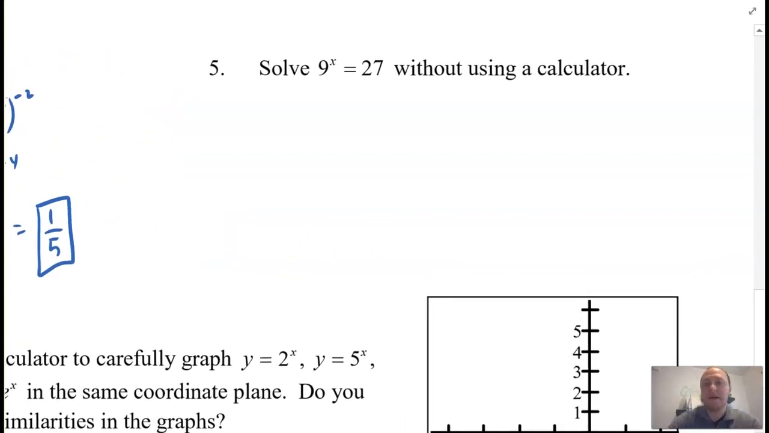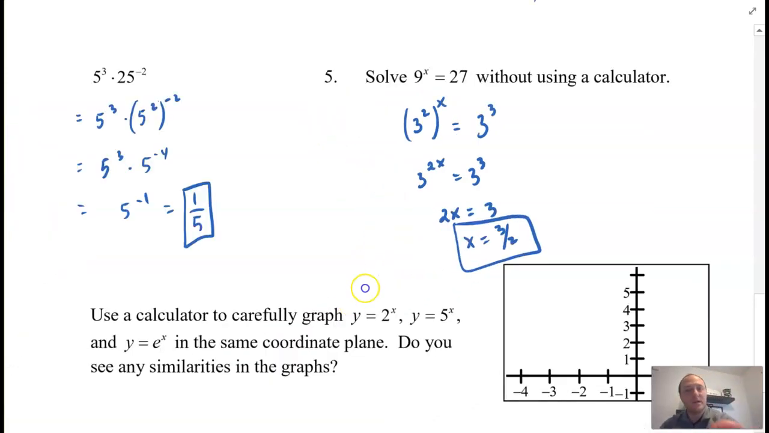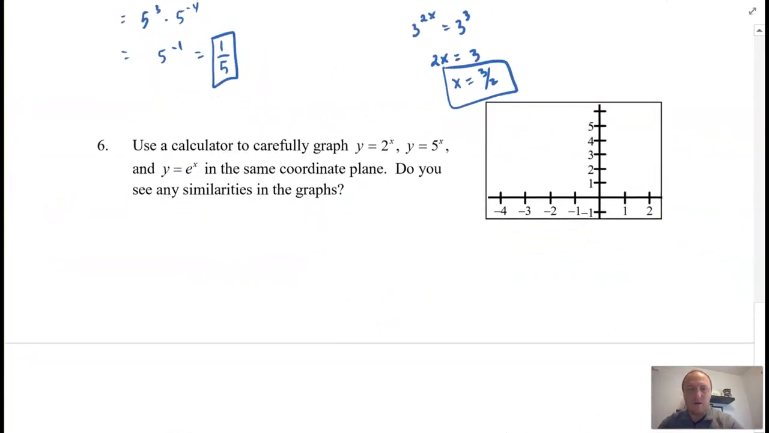On number 5, I can rewrite this as base 3. So this is 3 squared to the power of x equals 3 to the power of 3. Well, now I have 3 to the power of 2x is equal to 3 to the power of 3. This is known as the exponential property of equality. If the left side is equal to the right side and their base is the same, then their exponents must be the same. So 2x is equal to 3, which means that x is equal to 3/2. All right? Pretty simple.